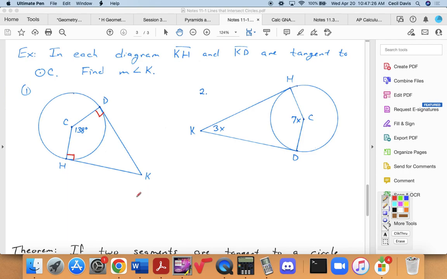What do the angles in a quadrilateral, not a triangle, but in a quadrilateral, always add up to? Do you remember? 360. The reason why is that if we drew a line across here, for example, we'd have two triangles, and each triangle adds up to 180. So what I have here is 138 plus 90 plus 90 plus the measure of angle K has got to be 360.